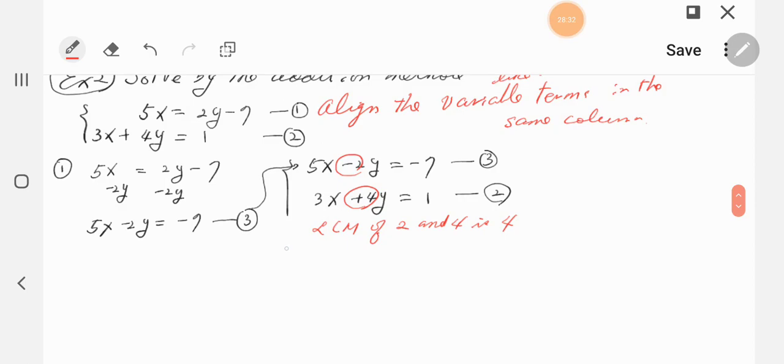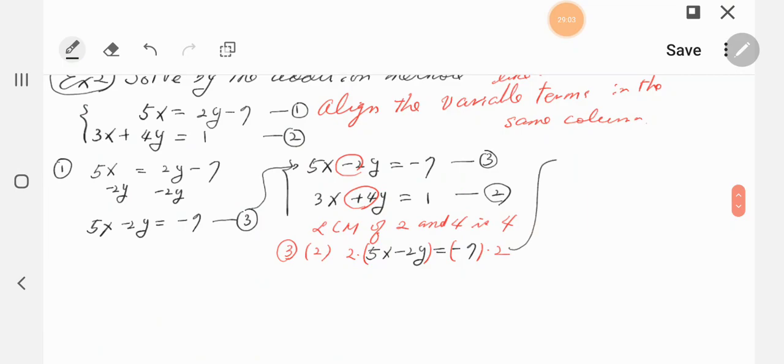So multiply the third equation. I'm going to multiply the third equation by 2. So they will be a negative 4, right? Okay, so multiply the negative 5x minus 2y is equal to negative 7 by, okay, multiply the third equation by what? 2, right? 2 by 2.